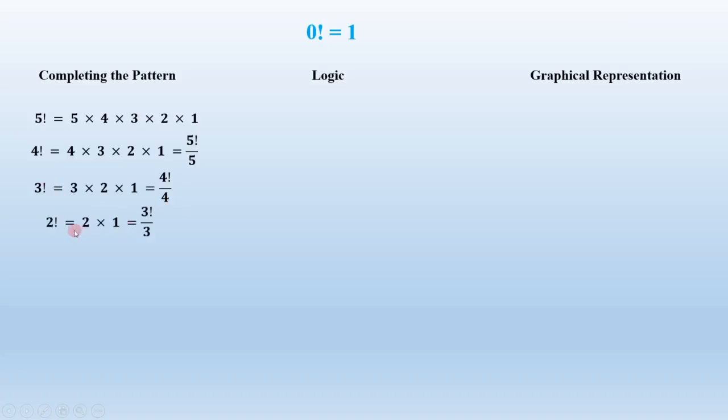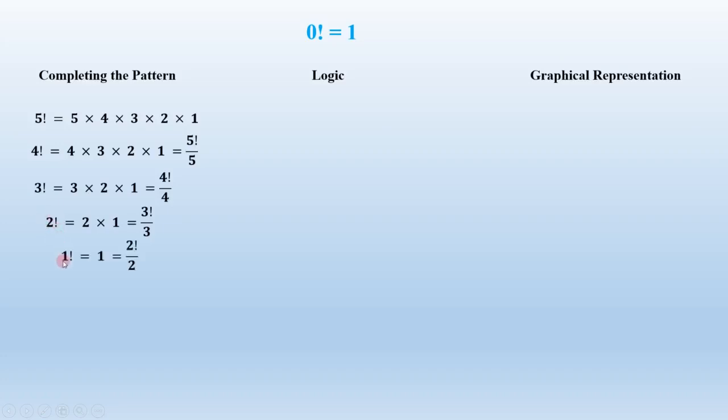Now let's move towards 2 factorial. 2 factorial, as we know, is equal to 2 times 1. So again, we'll follow the same method. We'll divide this 3 factorial by 3, which means this 3 and this 3 cancel away. We'll get 2 times 1, and 2 times 1 is equal to 2 factorial.